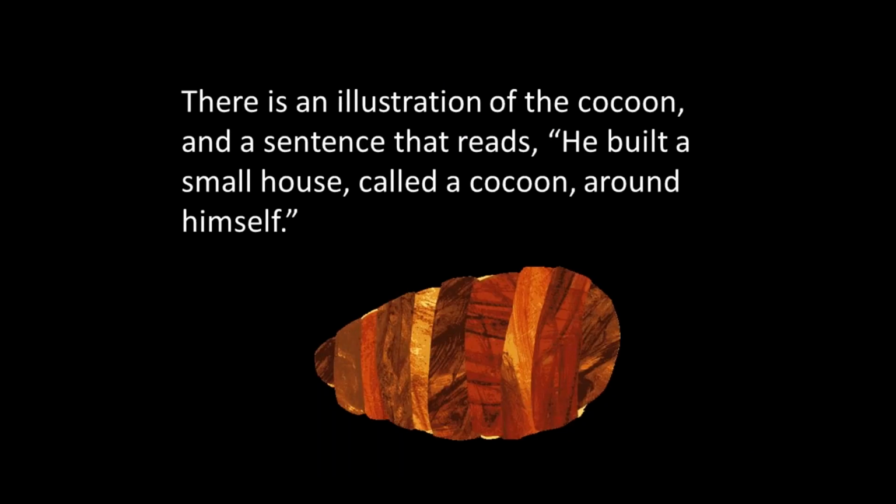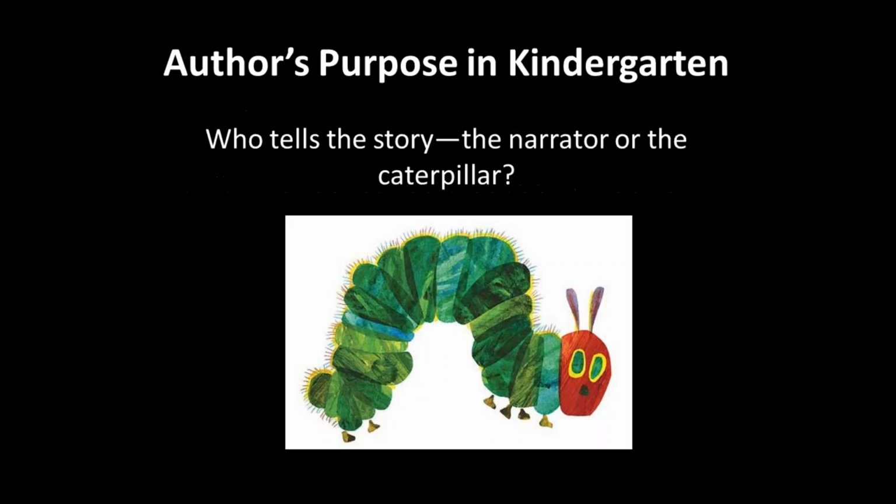And if we take a look at a piece of evidence in the text that would support our readers in doing this, there is an illustration of the cocoon and a sentence that reads, "He built a small house called a cocoon around himself." By helping support readers in understanding where that evidence is in the text and continuing to reiterate the practice and the habit of finding that evidence in the text is going to strengthen the performance and the growth of achievement of your kids as a whole.